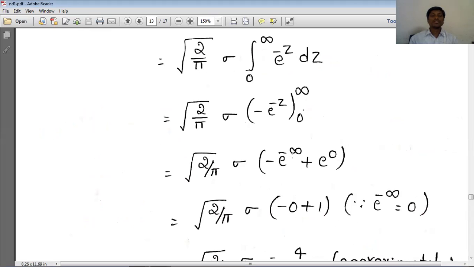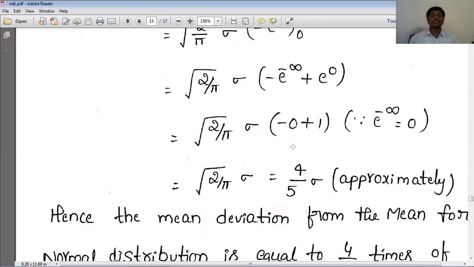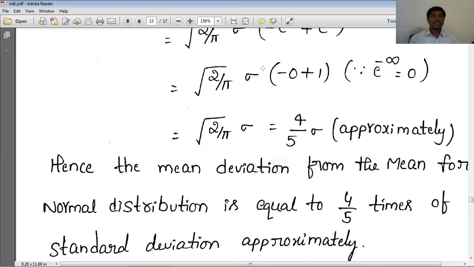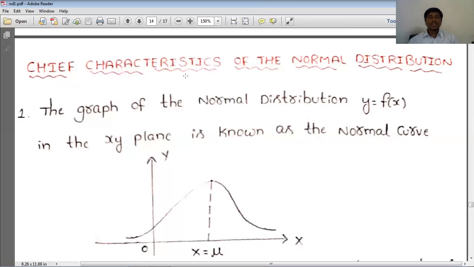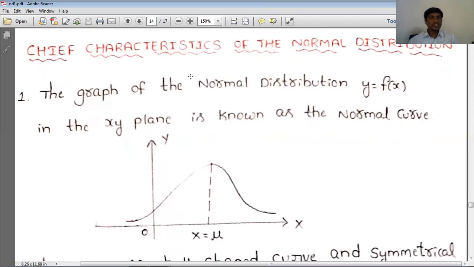Okay, so that is what we wrote here, 4 by 5. Hence the mean deviation from the mean for normal distribution is equal to 4 by 5 times the standard deviation approximately. So this is about mean deviation about mean of normal distribution. Next one, characteristics of the normal distribution.